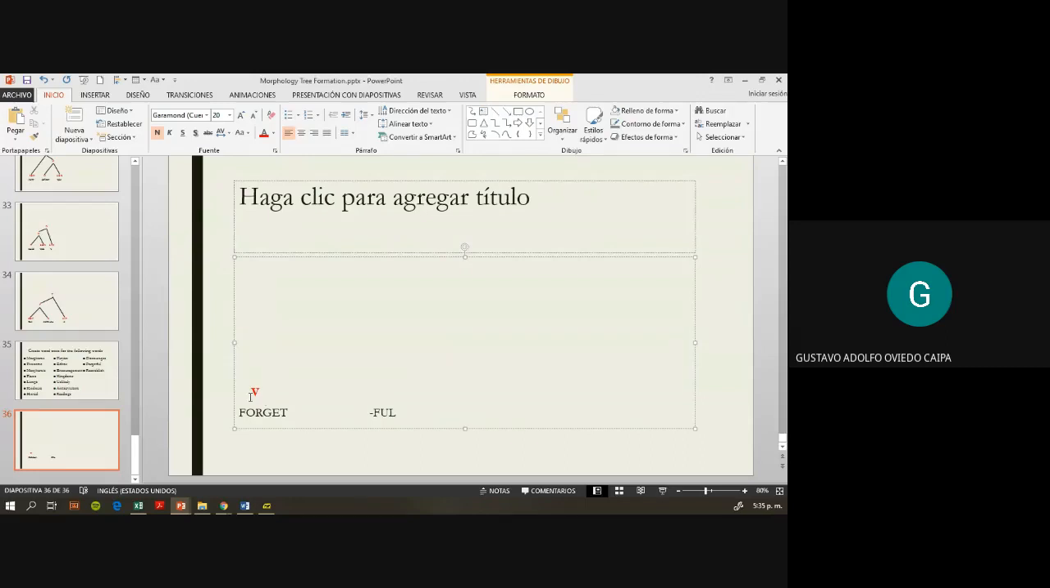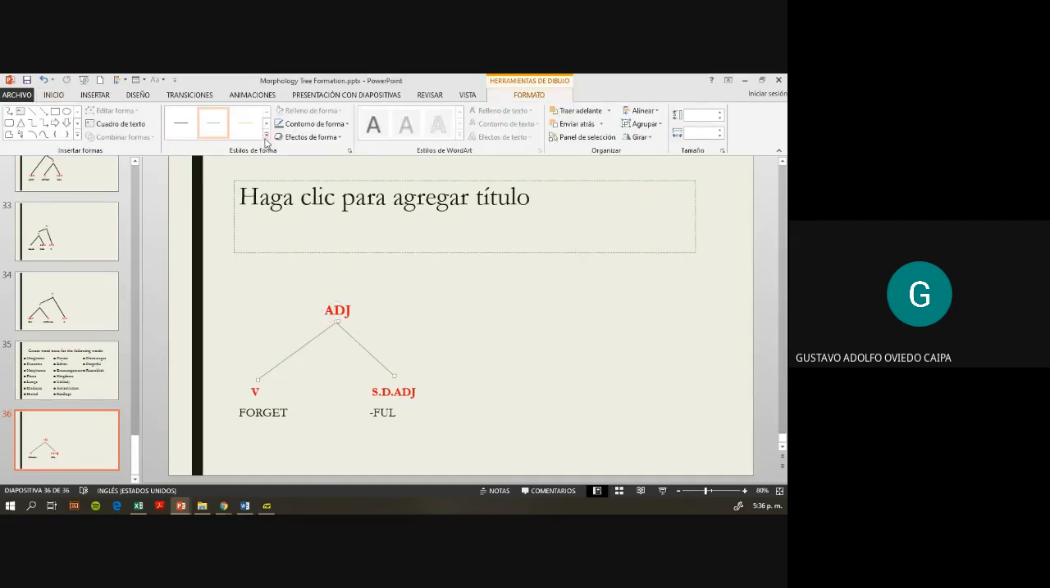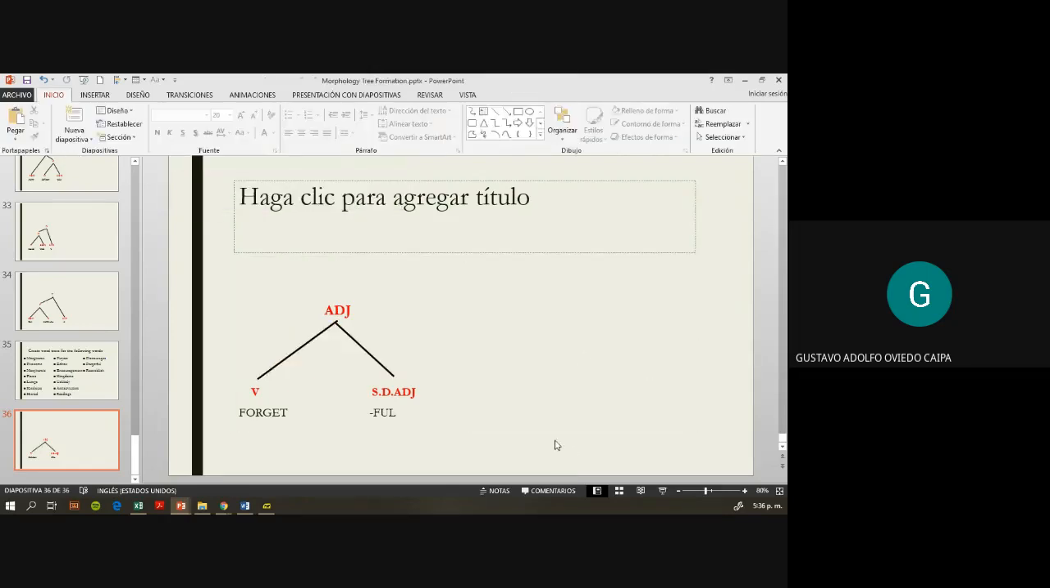This one is normally a suffix, derivational, and normally this one creates adjectives. So we just combine this one and this one in order to create the adjective forgetful. And then again, this is how the tree should look.